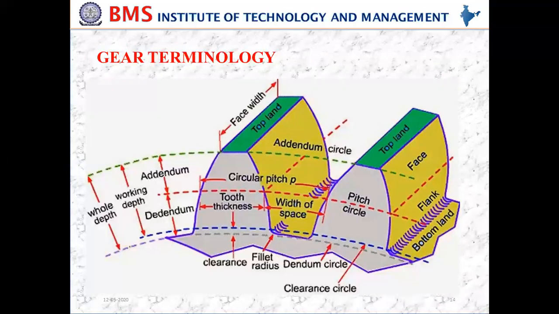And in gear terminology, we have the pitch circle, addendum, dedendum, tooth thickness, width of the space, as well as face width, flank, and clearance. All these are called gear terminology. So we will discuss the definitions of each of these in the next class. Today I'm going to stop here.